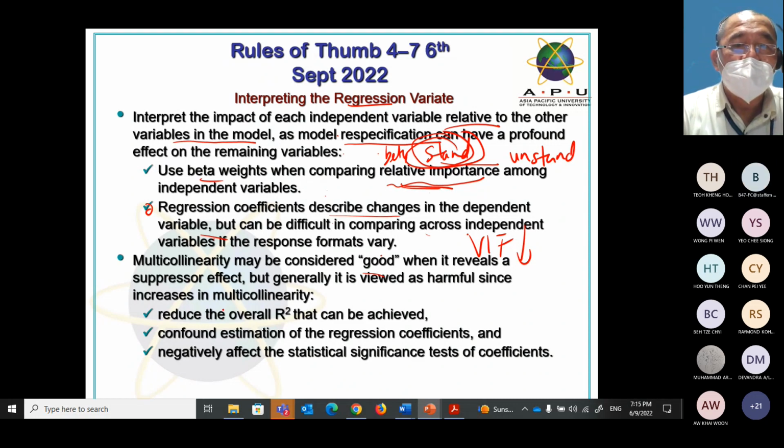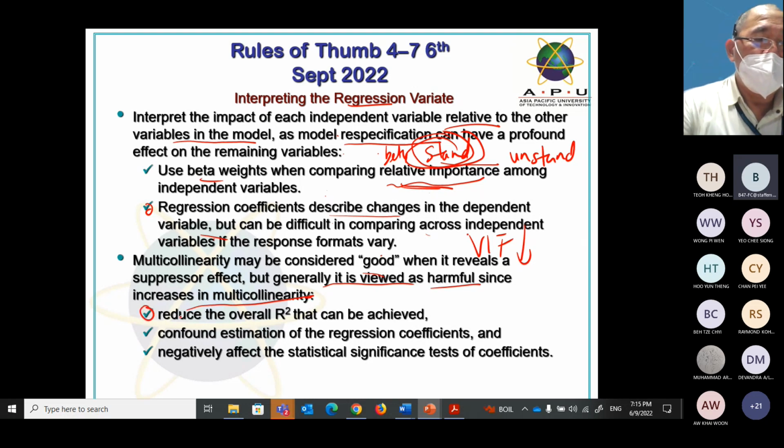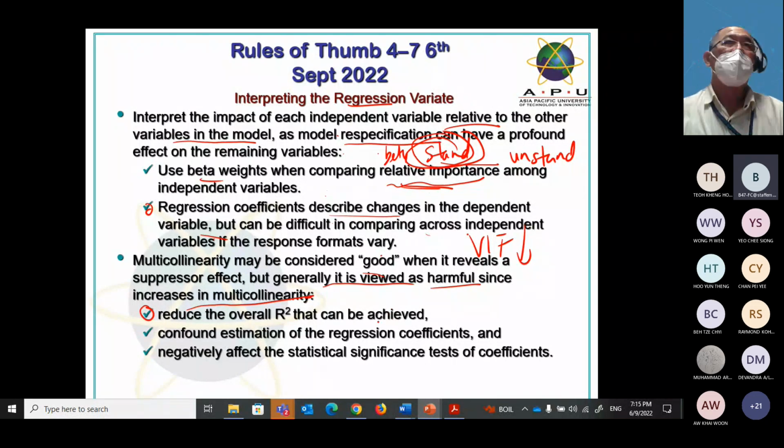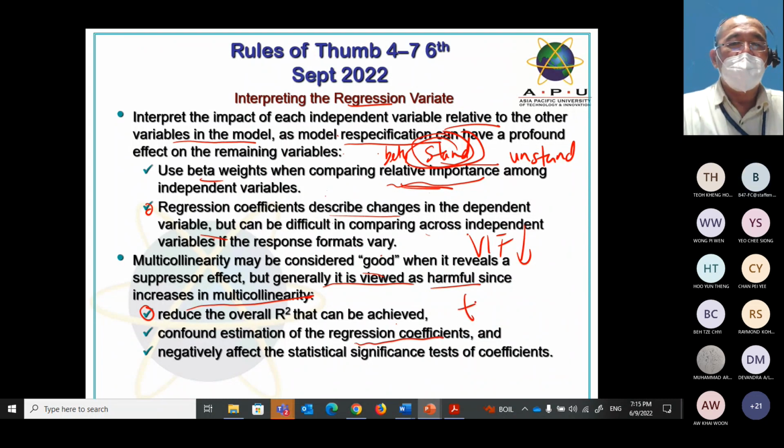Here they mention that it is generally viewed as harmful, since it increases the multicollinearity. This one we discussed already. Now a bit more: it will reduce the overall R square. But the effect on the R square is not much. The problem is on the regression coefficient, which is the t. The t will drop. Therefore, they will confuse us.